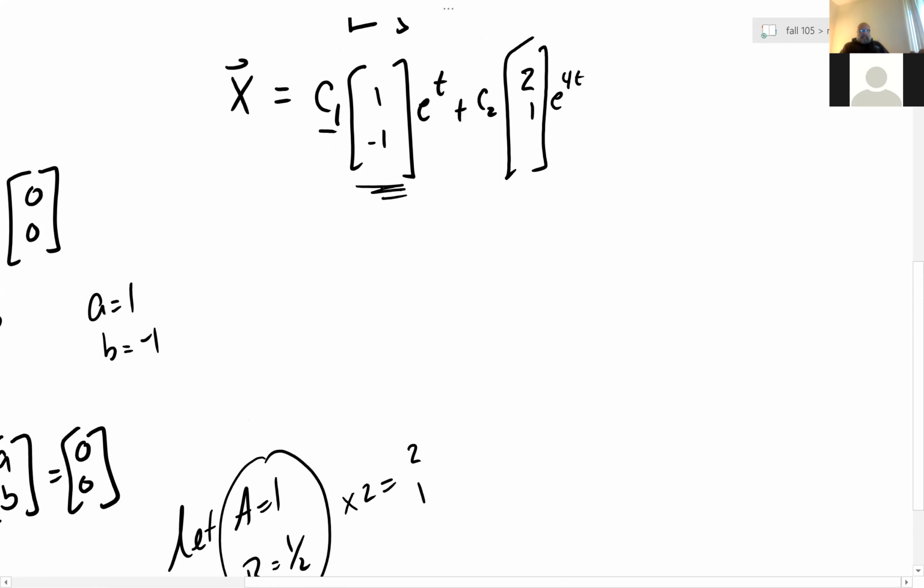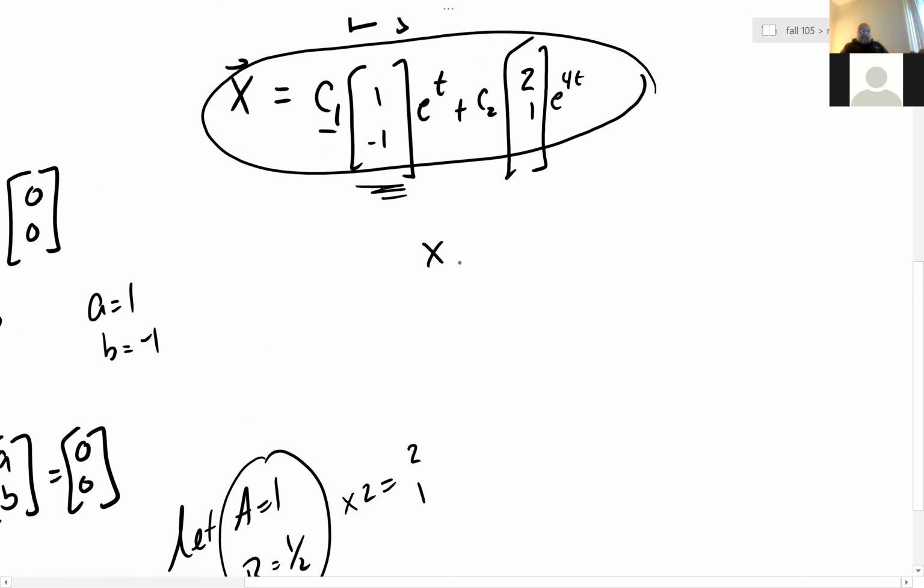And so this thing right here is the vector format of my answer, but I could also break it back out. So x equals C1 times 1 is C1, plus 2C2 e to the 4t, rather, sorry about that. And y equals negative C1 e to the t plus C2 e to the 4t.